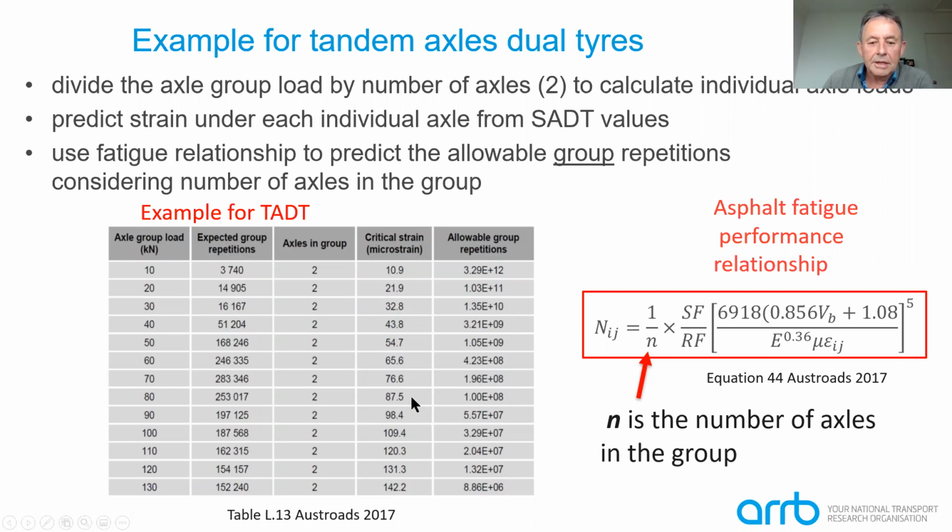So the allowable loading allows for the number of repetitions in the group. And this is the formula here, say for fatigue, where this gives you the allowable loading of the isolated axle, and then you divide it by the number of axles in the group. In this case, there are 2. So you calculate the allowable loading under a single axle with dual tyres, then you divide it by 2 to get the allowable load repetitions of that axle group.